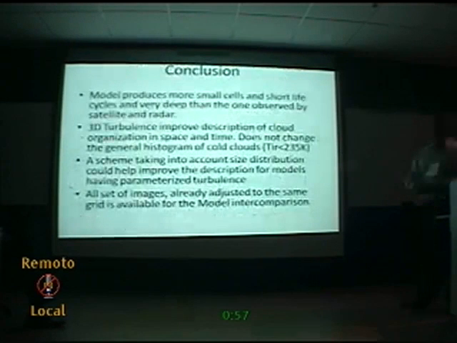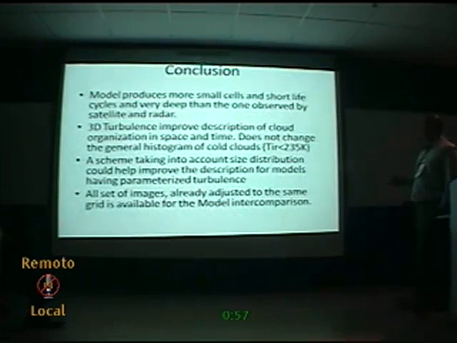So the conclusion we have is that the model produces more small cells, with short life cycles and very deep, than the ones observed by satellite and radar. 3D turbulence improves the description of cloud organization in space and time. It does not change the general histogram of cold clouds. So there is a kind of cloud that's not solved by this problem. So what are we going to work on now? It's a scheme taking into account the size and the life cycle distribution, to tune the parameterization of turbulence or the entrainment.